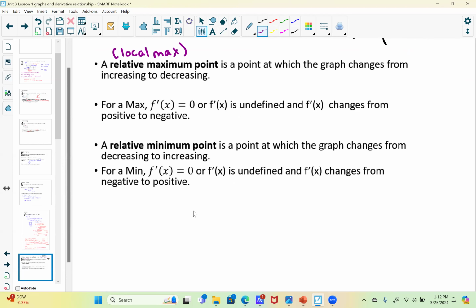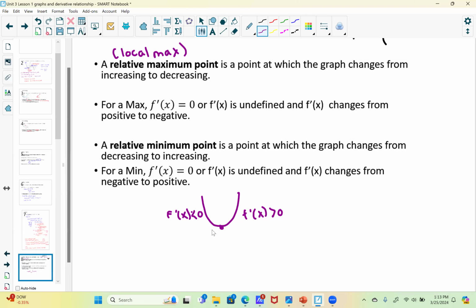For a minimum, it's the opposite. So for a minimum, we know that the graph changes from decreasing to increasing, which means if my graph is decreasing, the derivative of this function is going to be less than 0. And then after that point, it changes to increasing, so my derivative is greater than 0.